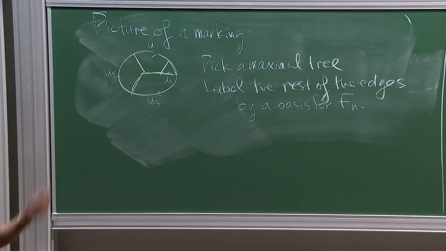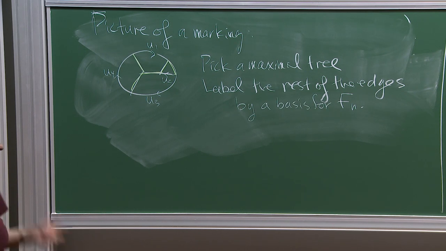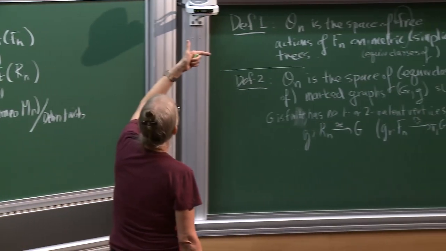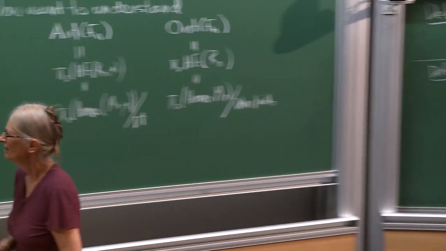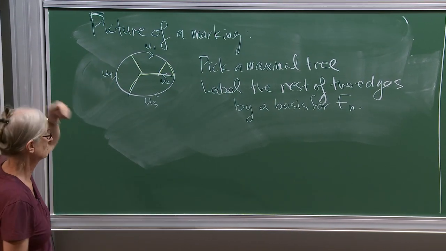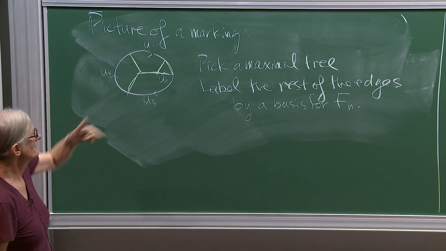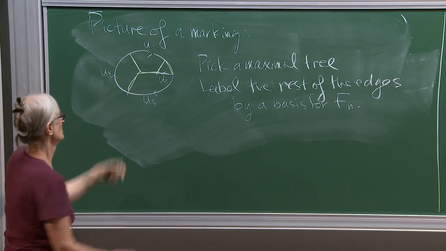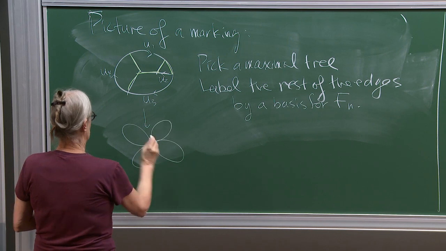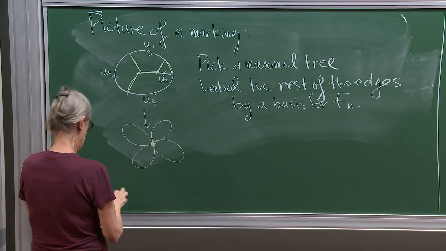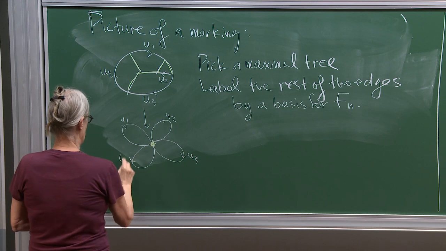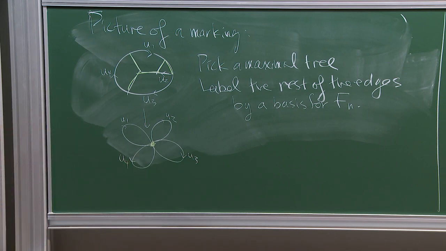So I label the rest of the edges by a basis for the free group. That completely describes the way I've identified the fundamental group, so it describes the isomorphism, the marking. Now, think about what happens when you collapse the maximal tree, so that the whole maximal tree becomes a point, and you have edges labeled U1, U2, U3, U4. This is a picture we've already seen when we were talking about foldings.